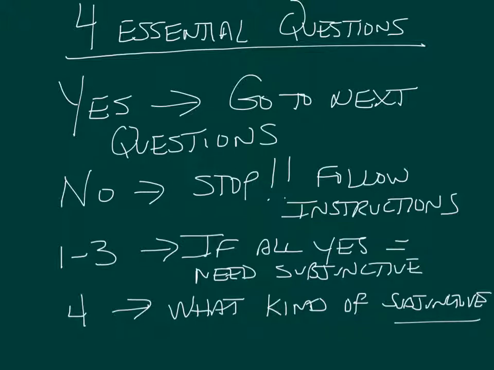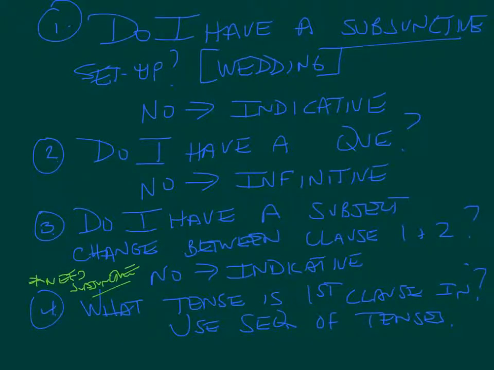The questions must be asked in the order they're written, 1, 2, 3, 4. If you ask them out of sequence, it'll throw things off. So questions 1, 2, and 3, if you answer all of them as yes, that is an indication you must use the subjunctive in the second clause. Once you get to question 4, that will tell you what type of subjunctive you need to use. So here are your 4 essential questions. Again, you must answer yes to move on, and if you get all the way to the end of the questions, that tells you you're going to be using subjunctive.